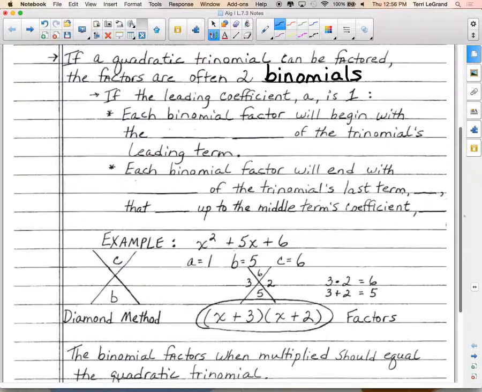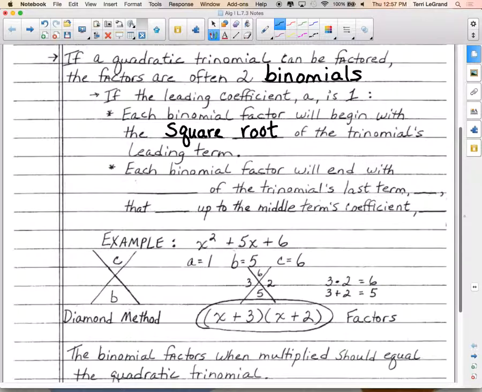So if the leading coefficient a is 1, here's what we can count on. Each binomial factor will begin with the square root of the trinomial's leading term. Well, if a is 1, that would mean we're going to have something like a leading term of x squared, or maybe y squared, or maybe a squared. What's the square root of x squared? What's the square root of y squared? What would the square root of a squared be?